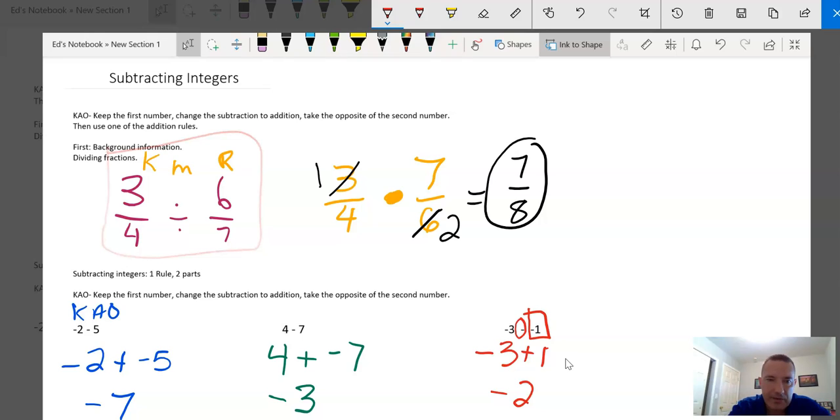All right, so there you have it. There's the subtraction rule. It's really simple. You just have to remember, keep, change, opposite, and then do one of the addition rules.